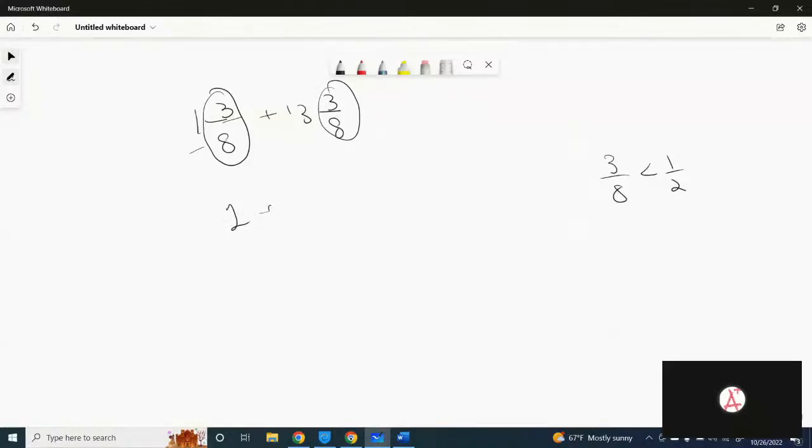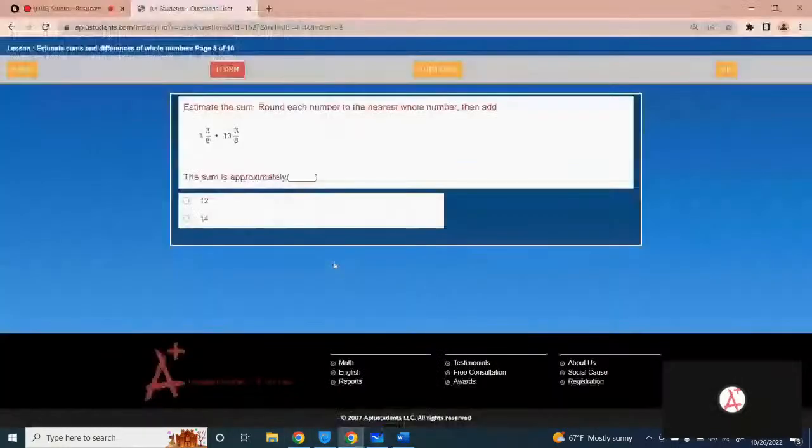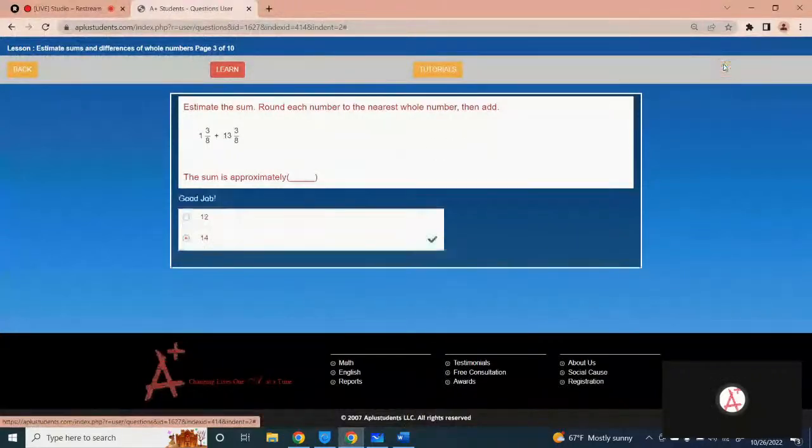And then again you have 3 by 8. 3 by 8 is less than 1 by 2, so you keep the same digit. So it would be 13 plus 1 is 14. Got it? So the correct option is 14. Just select the correct option, then click on the OK button.